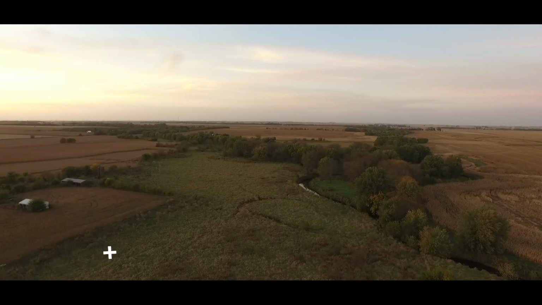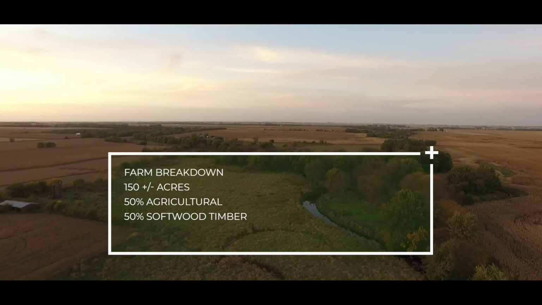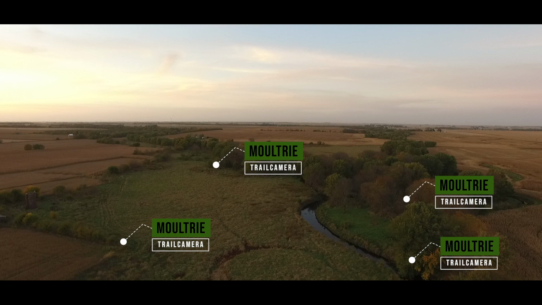The farm that Matt and Jesse were hunting is about 150 acres, with half of it being grassy timber, the other half being agricultural ground. Typically, they'd run anywhere from 3 to 6 cameras, depending on the time of the year, to cover their needs on the farm. When they started running cameras, they recognized Hanson from the years prior.